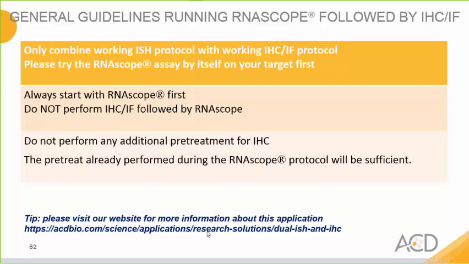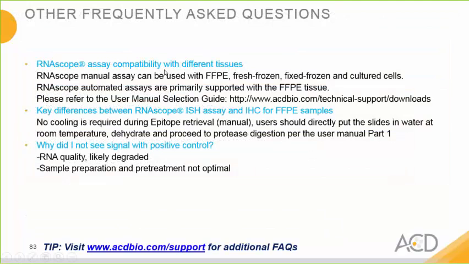Okay. So some other frequently asked questions are compatibilities with different tissues. Our manual assay can be used with FFPE, fresh frozen, fixed frozen, and cultured cells. And the automated assays are primarily supported with FFPE. Please refer to the user selection guide. And then the key difference between the RNAscope technology and the IHC for FFPE sample is there's no cooling required during target retrieval. In fact, once the target retrieval is done, it's important to take it out and directly put it in water at room temperature, and then dehydrate and proceed to protease digestion.